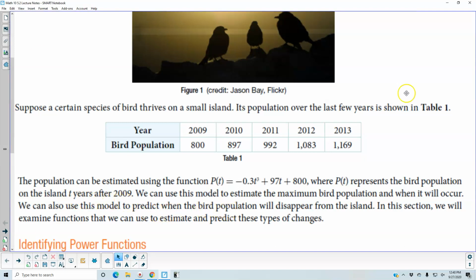We can use this model to estimate the maximum bird population and when it will occur. We can also use this model to predict when the bird population will disappear from the island. In this section, we will examine functions that we can use to estimate and predict these types of changes.